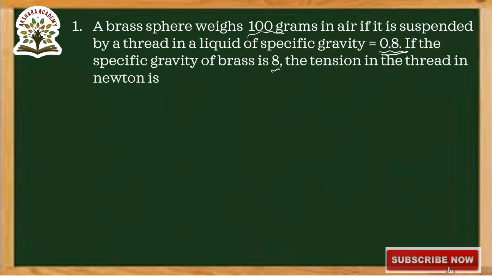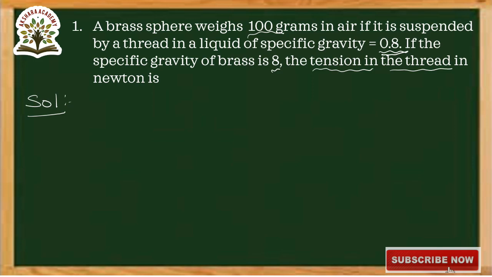Here you have to calculate the tension in the thread. They have given the weight of the brass sphere, 100 grams, the specific gravity of the liquid, 0.8, and the specific gravity of brass, 8. Let us go to the solution.